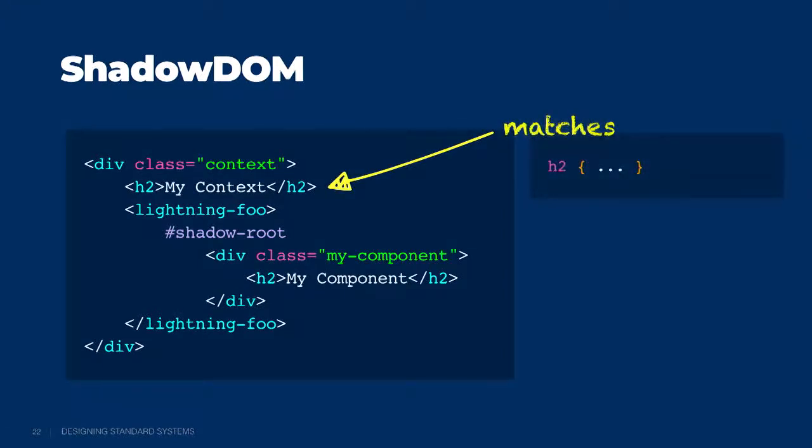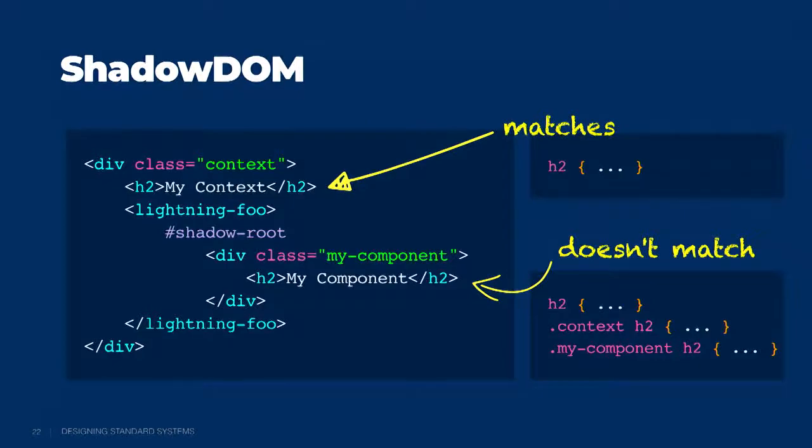That particular H2 can access the global cascade. So our regular H2 selector will match. But due to encapsulation inside the shadow host, you can't match any external global CSS. You can target it, you can add classes for context, you can add important, and if it were z-index, you could add 1,000,000. It wouldn't work. It wouldn't help. It doesn't match.